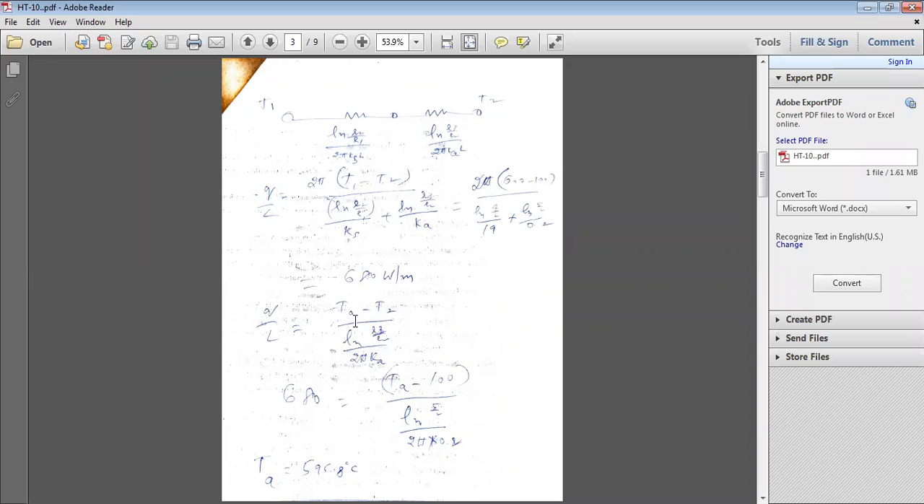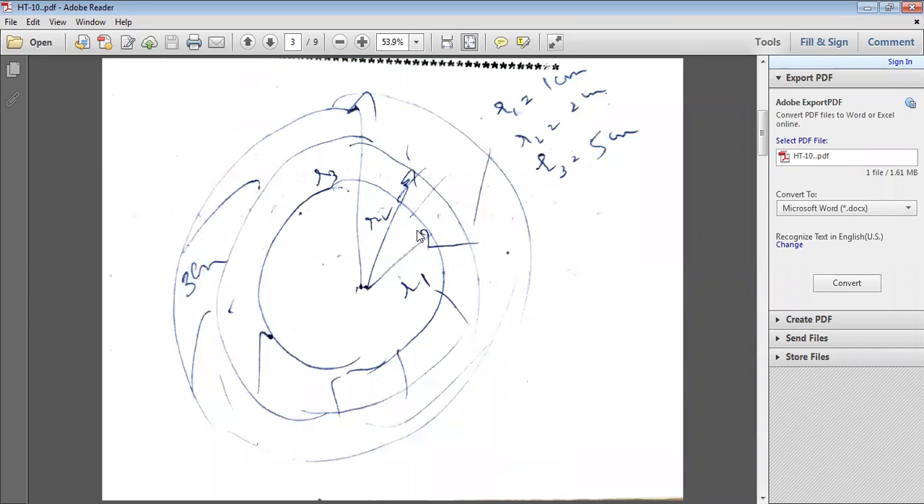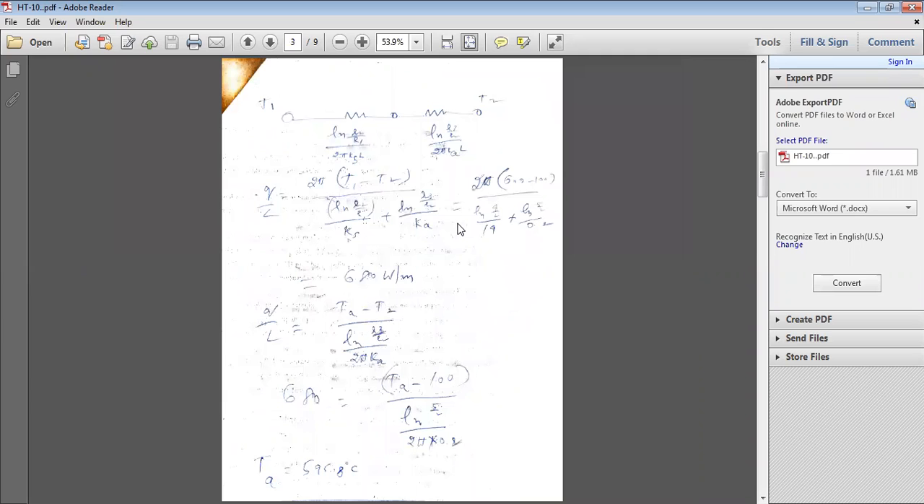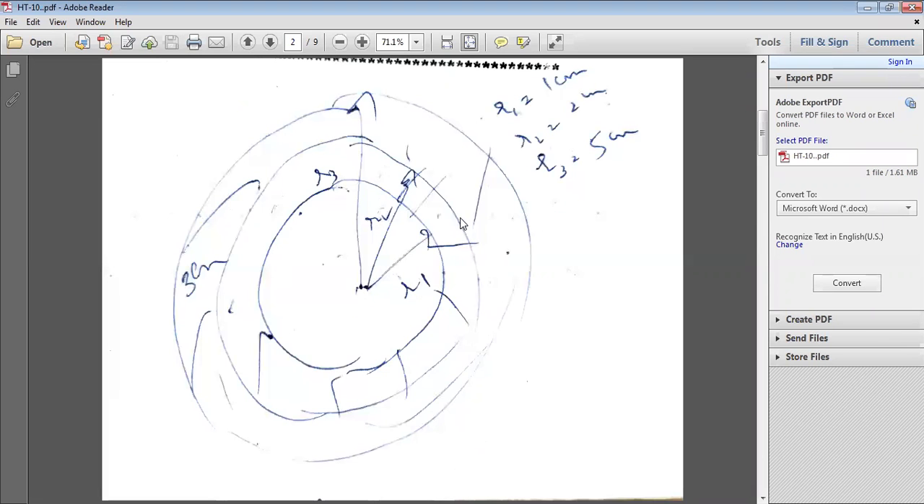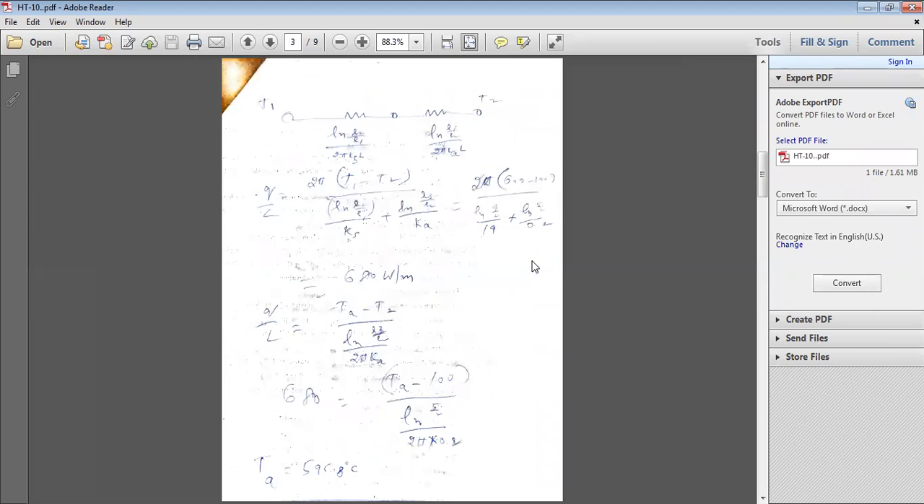That's the first part. Second part: what do you have to calculate? The interface temperature. What is the interface temperature between the stainless steel and asbestos? Assume the interface temperature is TA. If you take the asbestos material only, the heat transfer rate per unit length is equal to TA minus T2 divided by Ln R3 by R2.